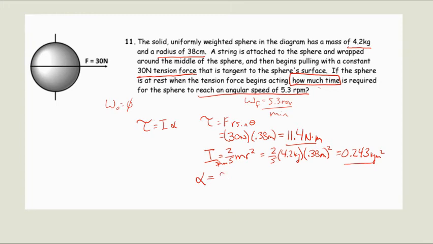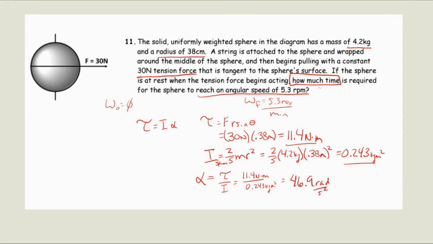So our alpha is equal to torque divided by rotational inertia. So that's going to end up giving me 11.4 newtons times meters divided by 0.243 kilograms times meters squared. So that's going to give me a value of 46.9 radians per second squared. Okay.